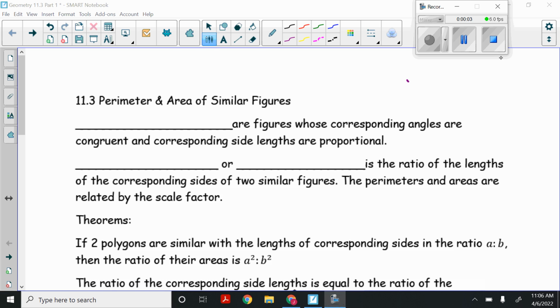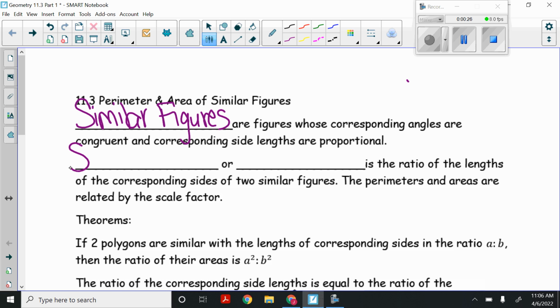All right, today in geometry, we are looking at section 11.3, day 1, perimeter and area of similar figures. So first, let's talk about what are similar figures. Similar figures are figures whose corresponding angles are congruent and corresponding side lengths are proportional.